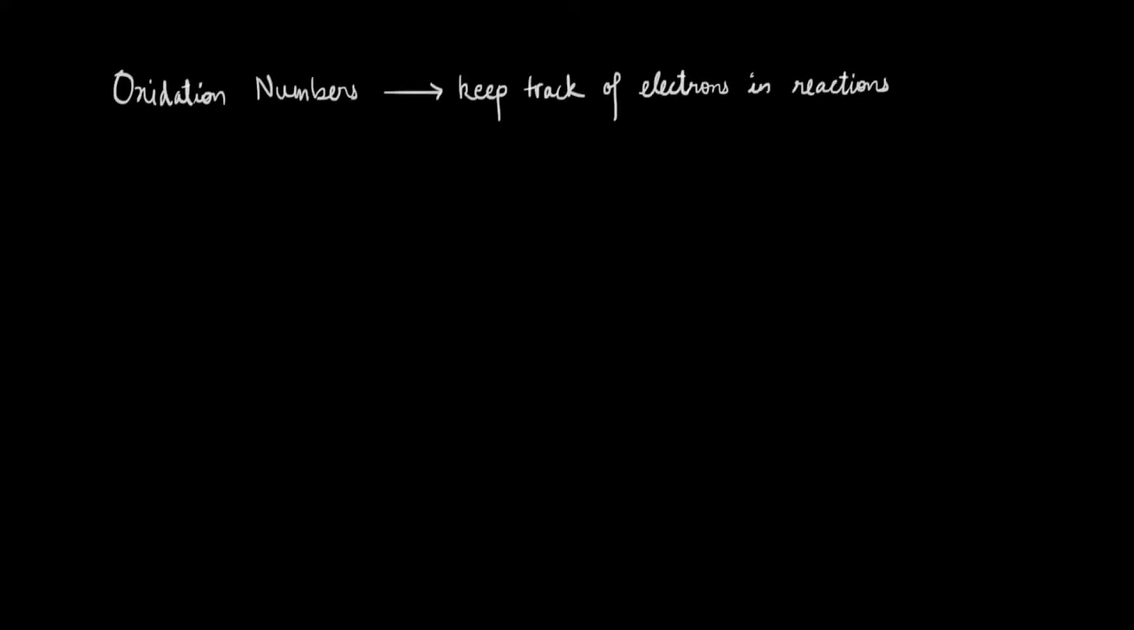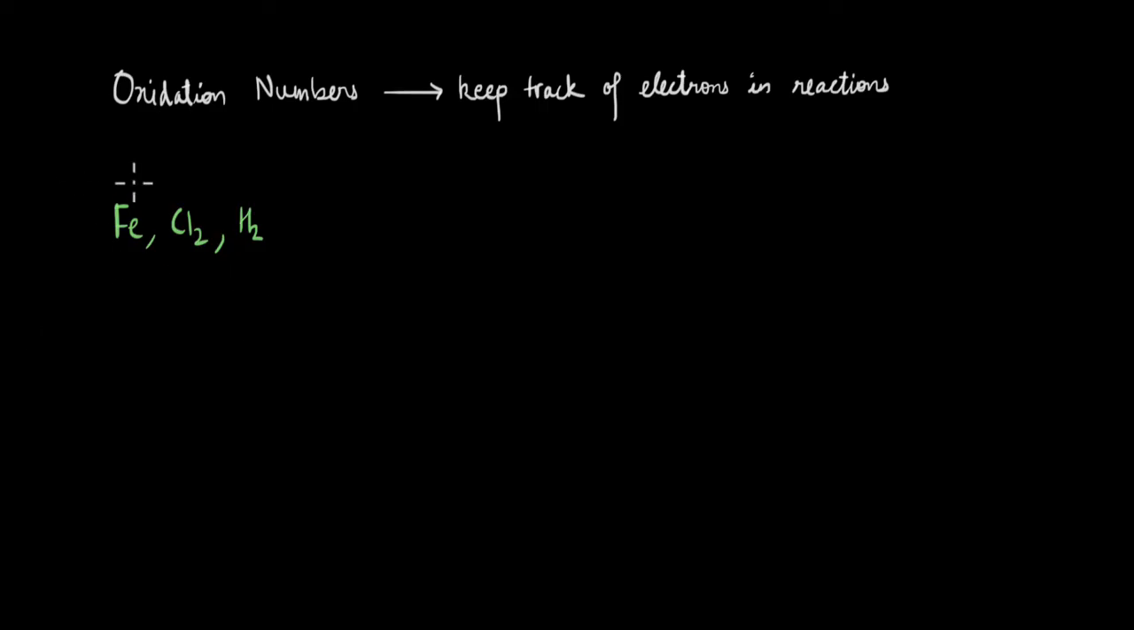So as we saw, let's say in a redox reaction, some species undergo oxidation and some species undergo reduction. But then how do we keep track of which species have lost electrons and which species have gained electrons? So for that, we use oxidation numbers, which is an idea that we use to keep track of electrons in reactions. So there are some rules used to determine the oxidation numbers of chemical species in a reaction. Let's discuss some of them. So the first one is that the oxidation number of a free species is going to be 0.